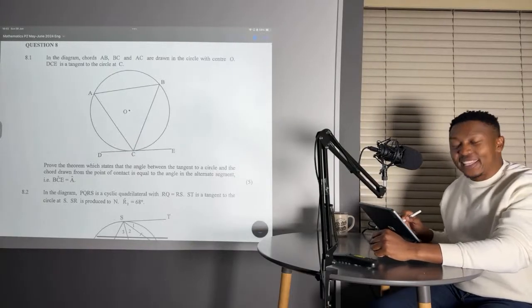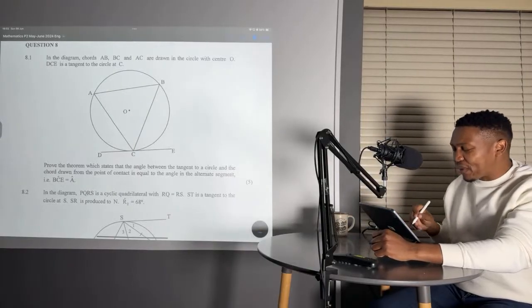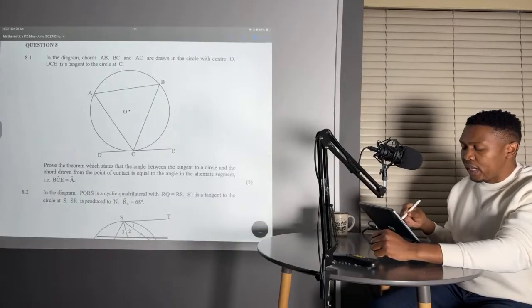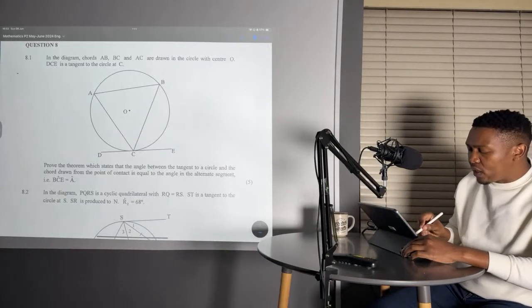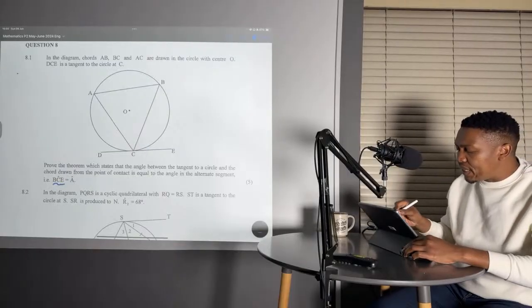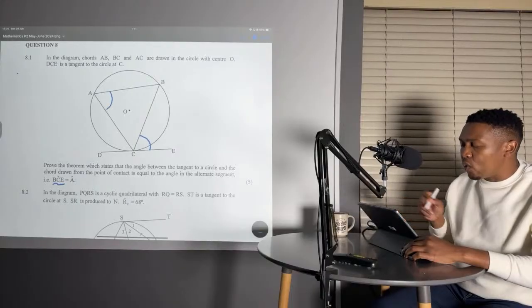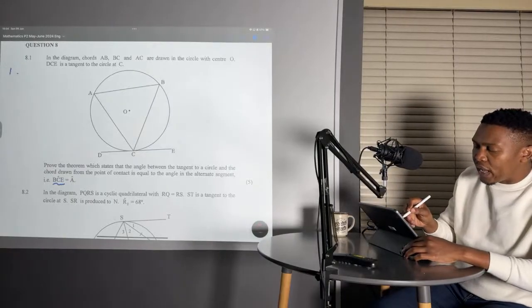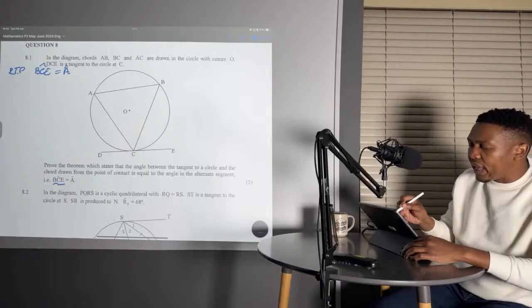These theorems sound really difficult when you actually state them as they are. But essentially they want us to prove the tan-chord theorem. Now, firstly, what are we required to prove? We are required to prove that angle BCE, which is this angle over here, is equal to angle A, which is the angle over there. So what do we do?